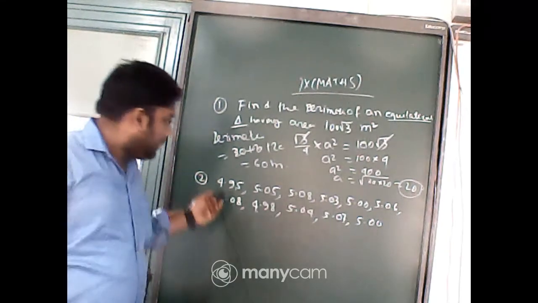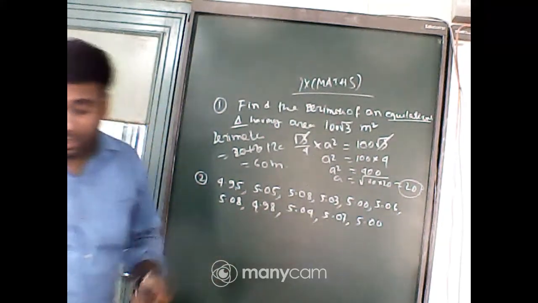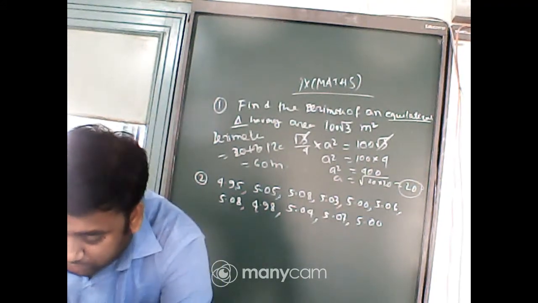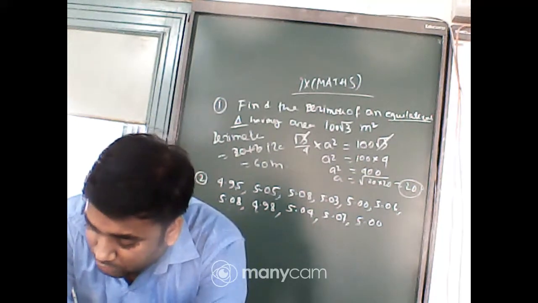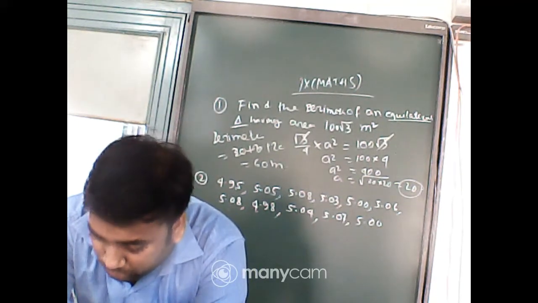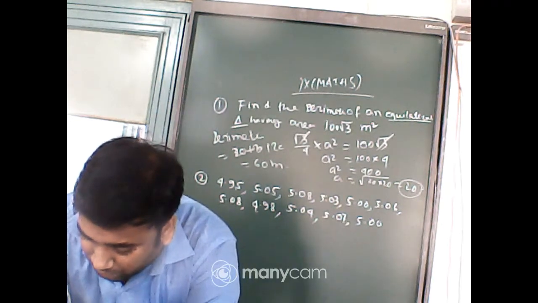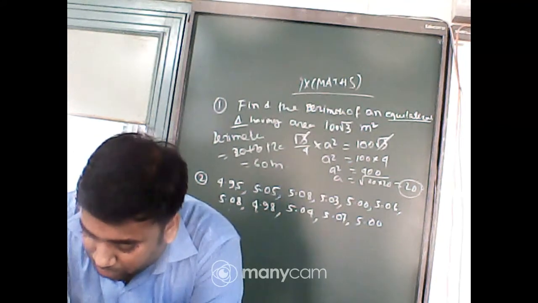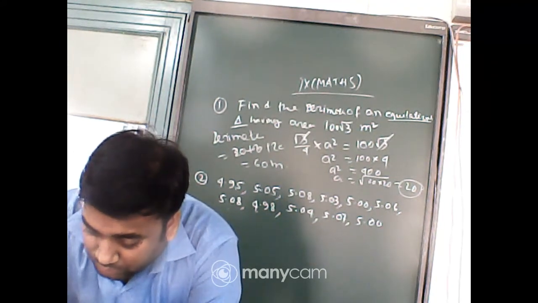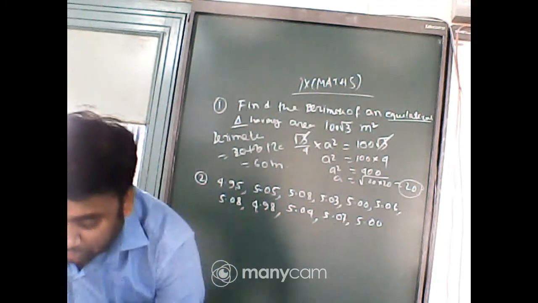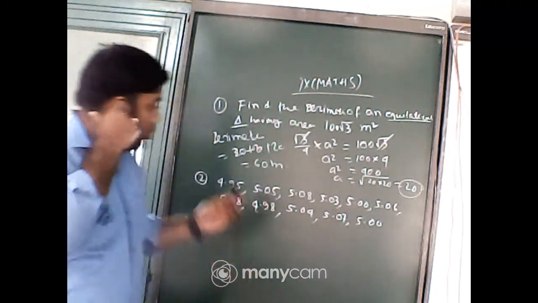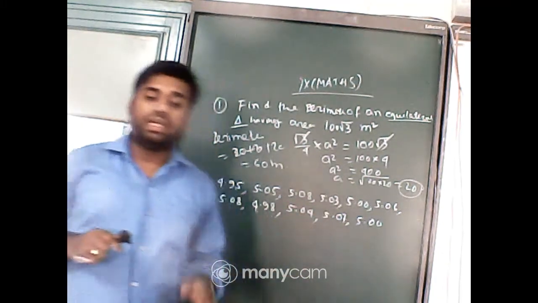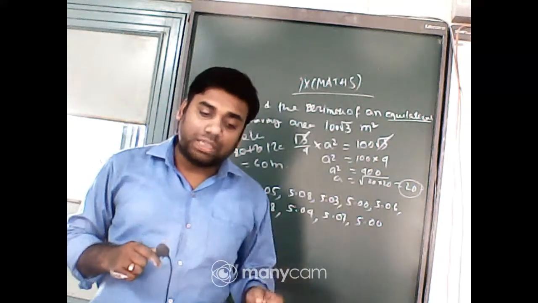Question number 2. Just listen to the question carefully. 11 bags of wheat flour, each marked 5 kg, actually containing the following weights: 4.95, 5.05, 5 and so on. Find the probability that any of these bags contains more than 5 kg wheat. So 11 bags are there, marked 5 kg weight. Find the probability to get the weight more than 5 kg.